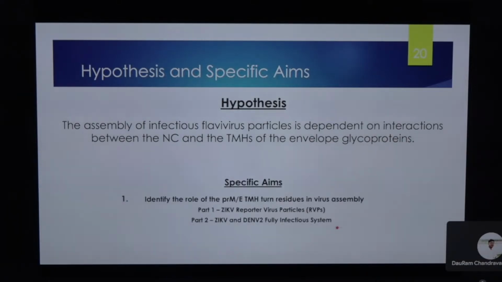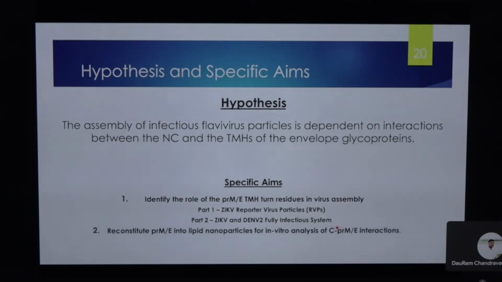The first being to identify the role of the PRM and E transmembrane helical turn residues, or the TMHTRs, in virus assembly. And in part one of today's talk, we'll be discussing a little bit of the reported virus particle data that I've been able to put forward. And then in part two, if we have time, which I don't think we will, we can talk about some of the fully infectious results.